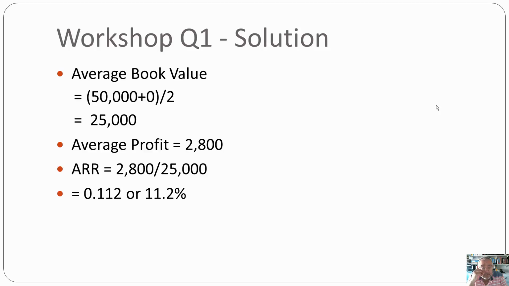So the average book value: it starts at 50,000 and finishes at zero, so the average is 25,000. The average profit we've worked out is always 2,800. So your accounting rate of return is about 11%.